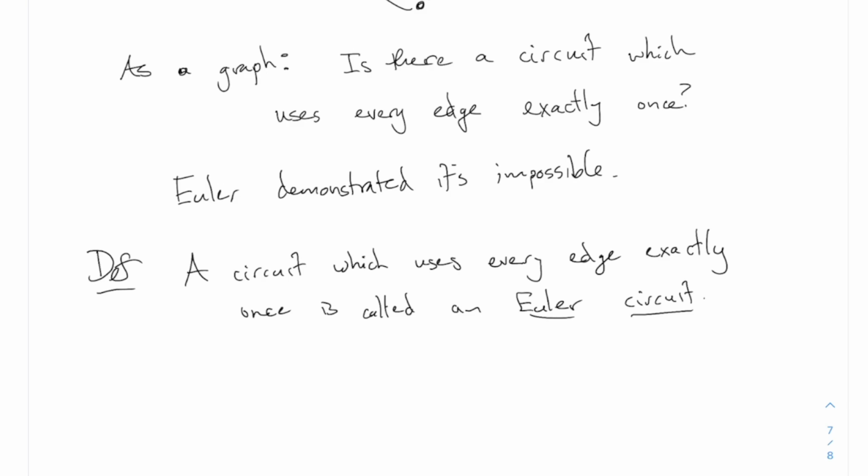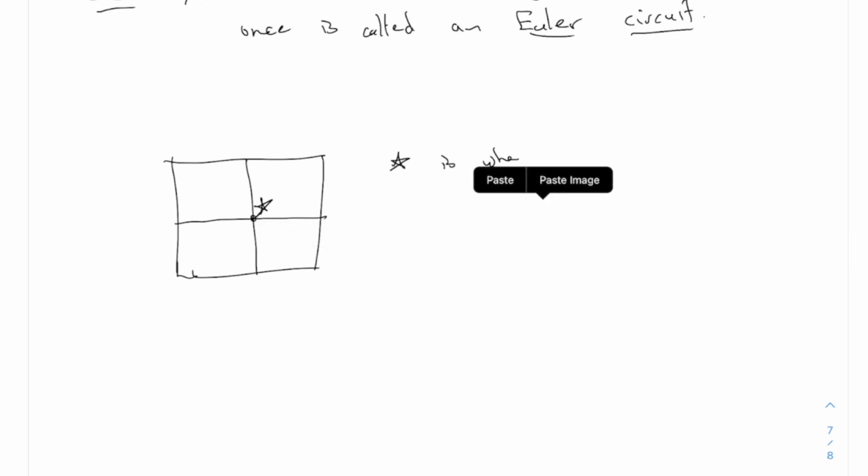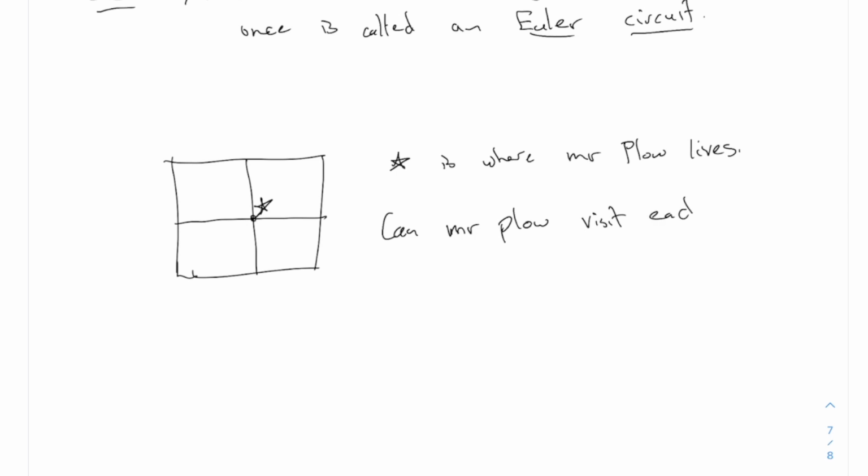Euler circuits are important in other contexts. So here's another example where you might want to think about an Euler circuit. Let's say this is a grid of streets and intersections, and the intersection in the middle is where Mr. Plow lives. And let's say it snows and Mr. Plow wants to plow all the streets. Obviously, Mr. Plow does not want to revisit the same street twice. You want to just plow down each one, right? Can Mr. Plow visit each street once and then come home?